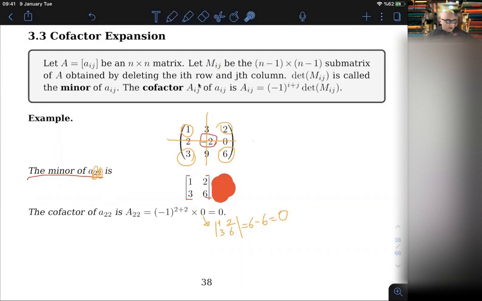Now its cofactor is a sign times the determinant of this minor. Okay, so how is this sign determined? It is -1 to the power of whatever these numbers are. You sum them, you get this. Okay, it's an interesting formula. It will help us compute the determinant in another way.